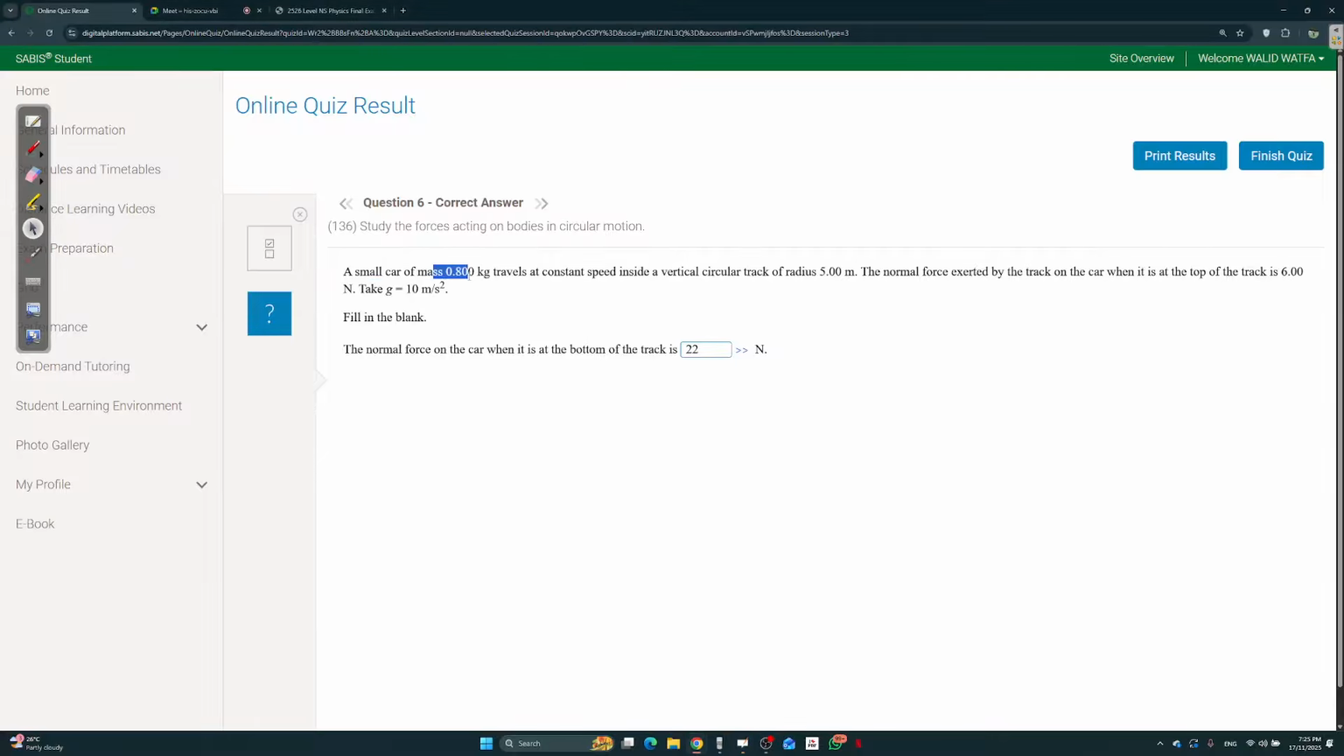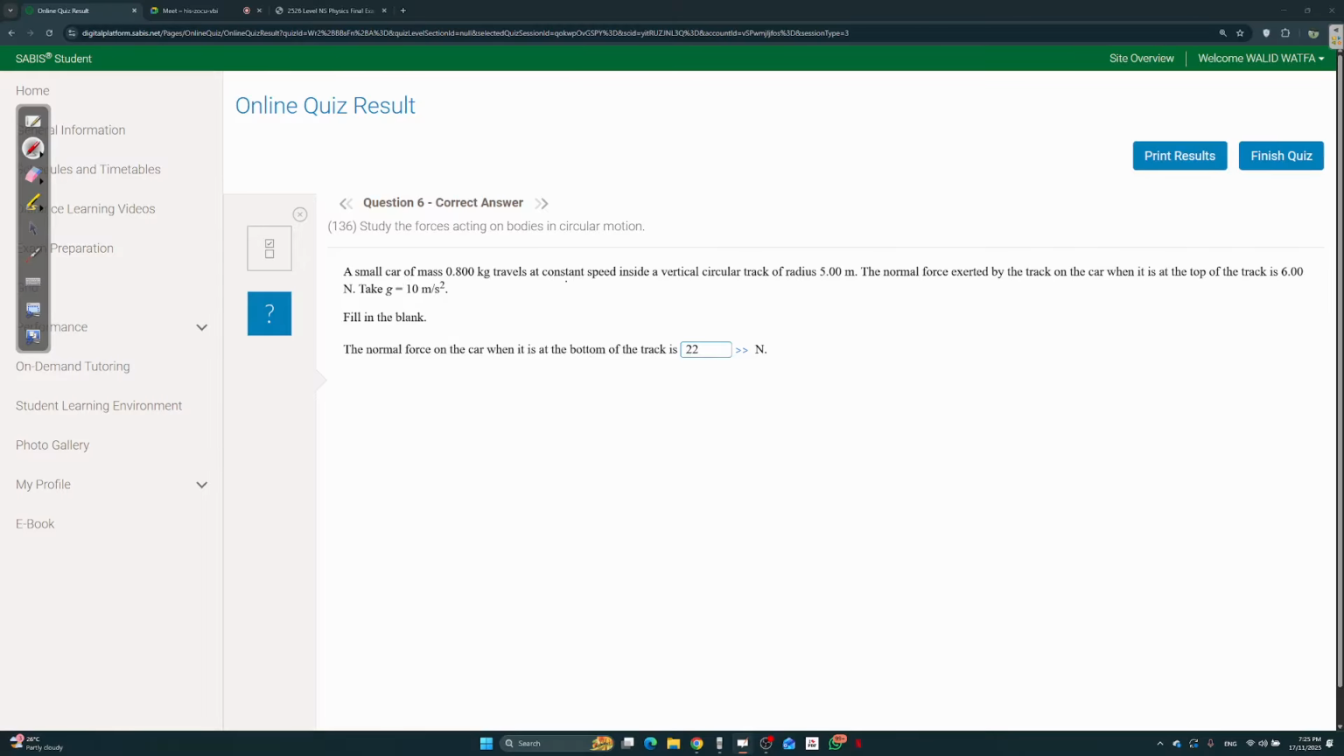Over here, a small car of mass 0.8 is traveling at a constant speed inside a vertical circular track of radius 5 meters. The normal force exerted by the track on that car when it's at the top of the track is 6 newtons. Take g equals 10. What's the normal force on the car when it's at the bottom of the track? This is very easy. I'm gonna draw it for you so you know what's going on.